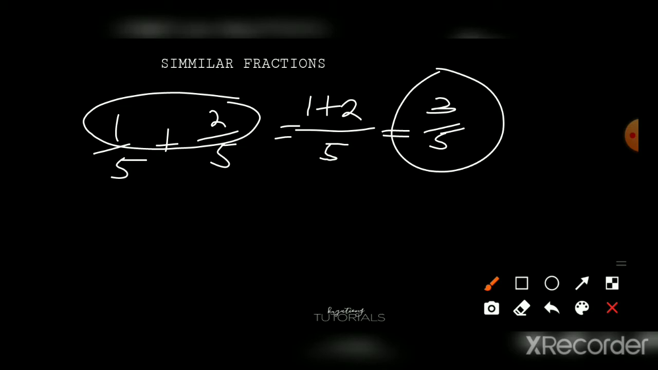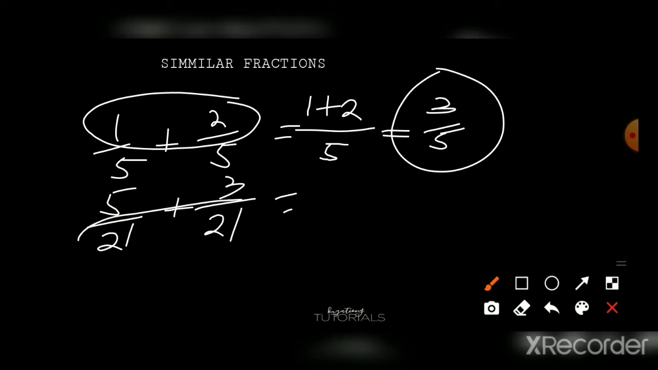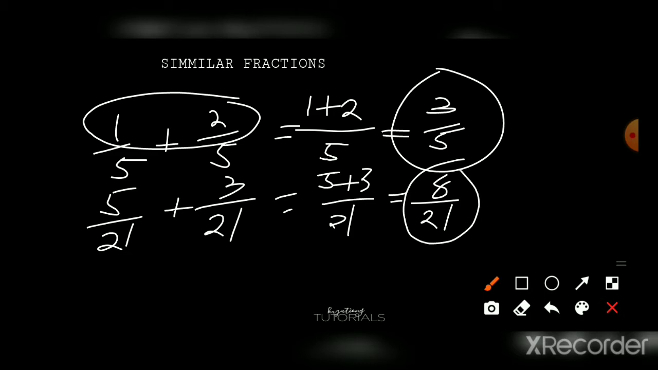Okay, so another example. For example, 5/21 plus 3/21. So same nga process. Since similar fractions, parehas ang ubos, copy ra. So 21. Then i-add nato ang ibabaw. So 5 plus 3, that is 8. So 8/21. So ana na ra. Okay, that is addition sa similar fractions.